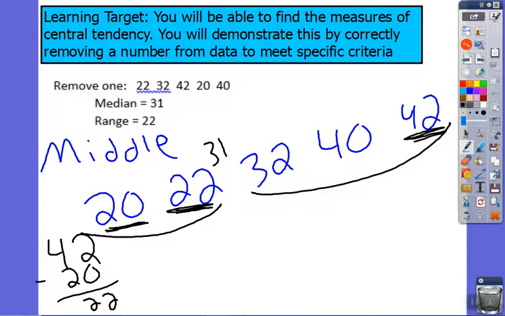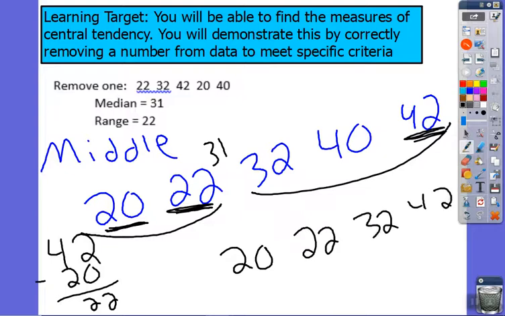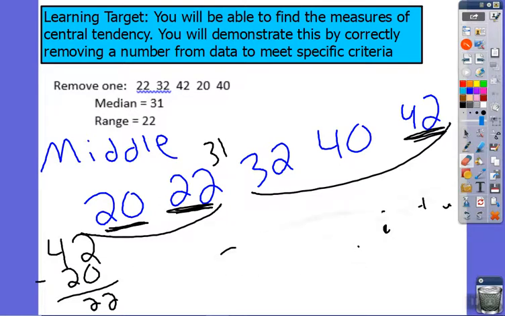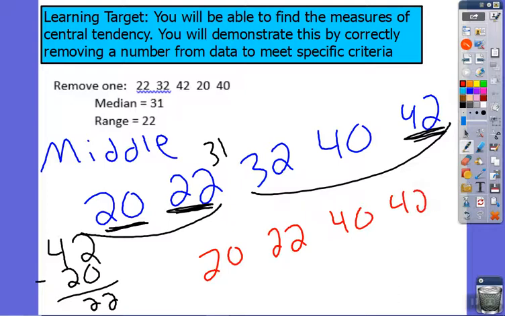Okay, so if the numbers were 20, 22, 32, 42, so let me write what I'm thinking right now. 20, 22, 32, 42. The middle would have to be somewhere in between there, and somewhere in between there would be 27. So I don't believe it is the 40 that we want to get rid of. So let's try that same idea. What if we got rid of the 32? So here is 20, 22, 40, 42. So that is a range of 22. And then what happens right between 22 and 40? That would be our 31. So we want to get rid of the 32.